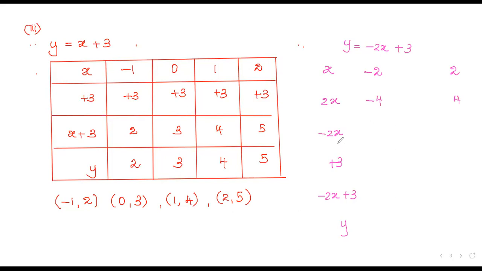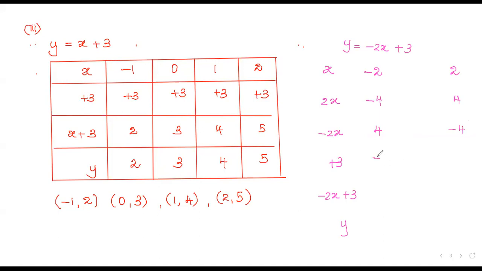Then I want to get the negative 2x, children. How am I going to get the negative 2x? I multiply the 2x value by the negative sign. Whatever 2x value you got in the earlier row, you multiply that value by the negative sign. So, negative multiplied by negative 4 is positive 4. Negative multiplied by 4 is negative 4.